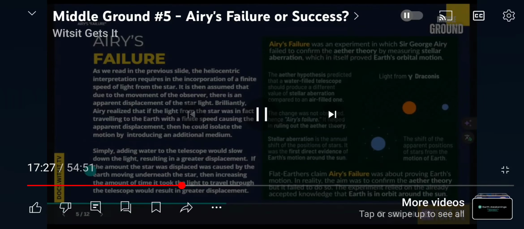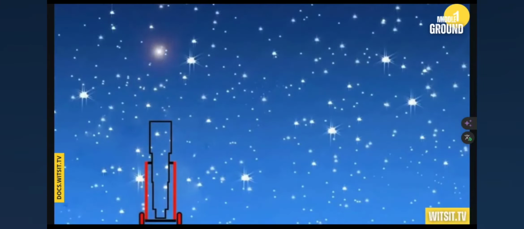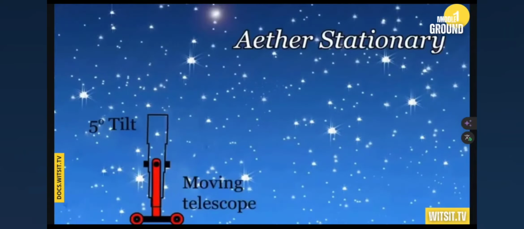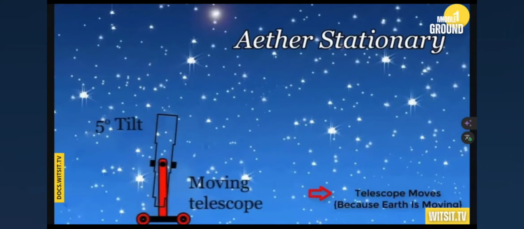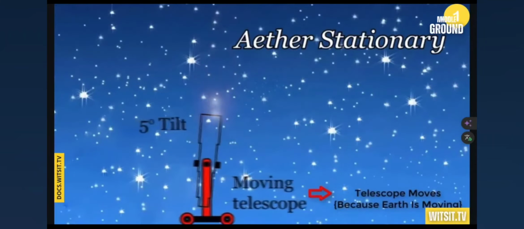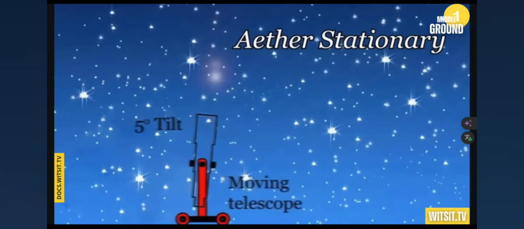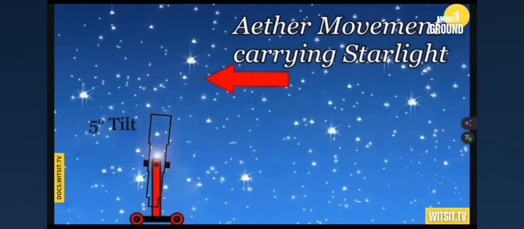So let's watch the video. As you see here, if the Earth was stationary and the stars were stationary above it, the star would just come straight down into the telescope. Now, if the telescope was actually moving underneath the stars, you would have to tilt the telescope, as you see here, because the star is going to come in at an angle, just like the rain. And this is the belief that the Earth is moving, the telescope's on the Earth, therefore the telescope is moving and it has to be tilted so that you can keep the starlight in the center.